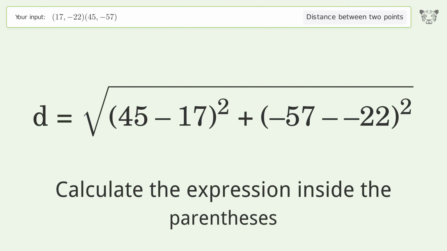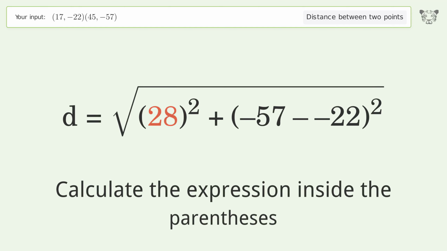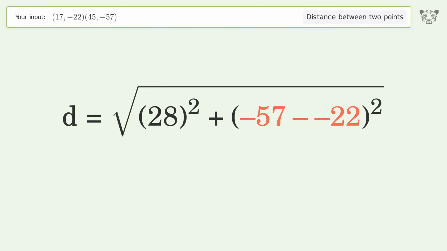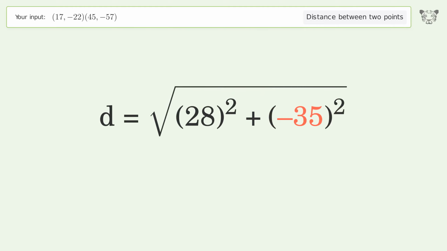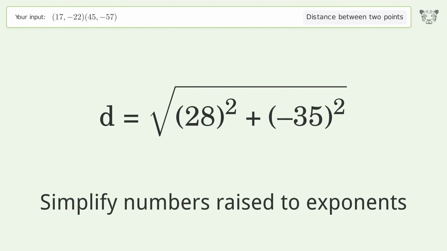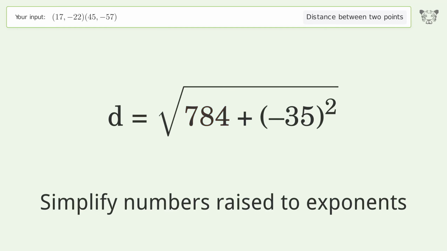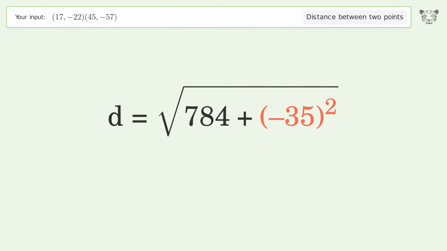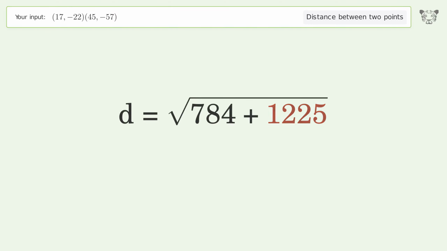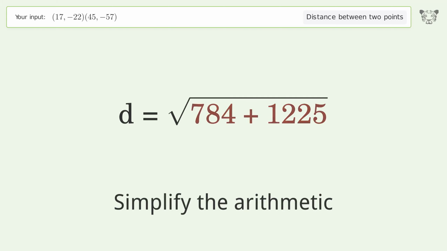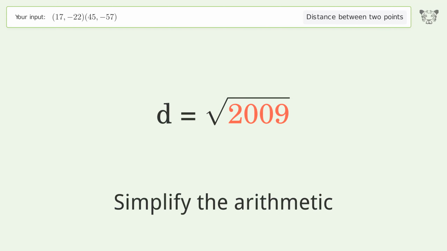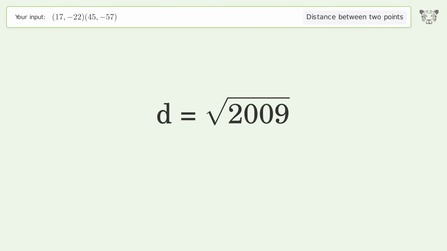Calculate the expression inside the parentheses. Simplify numbers raised to exponents. Simplify the arithmetic. And so the distance between the 2 points is the square root of 2009, or 44.822.